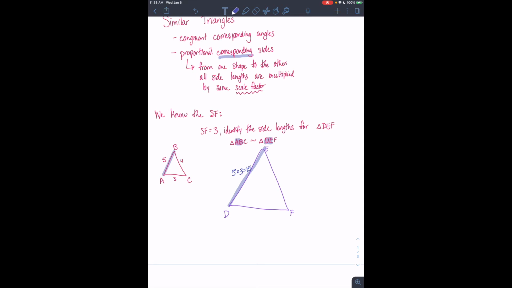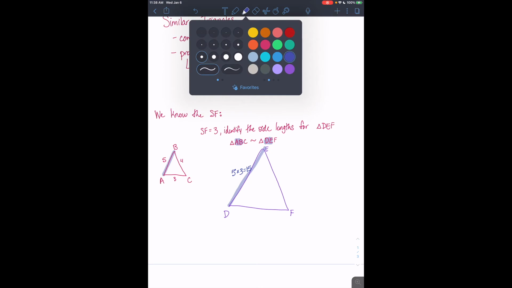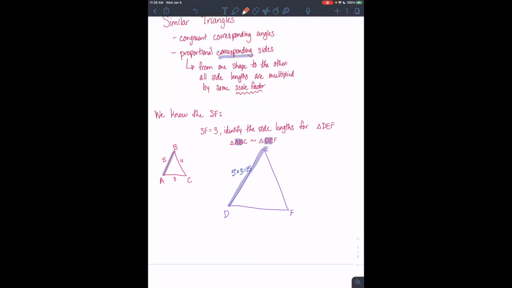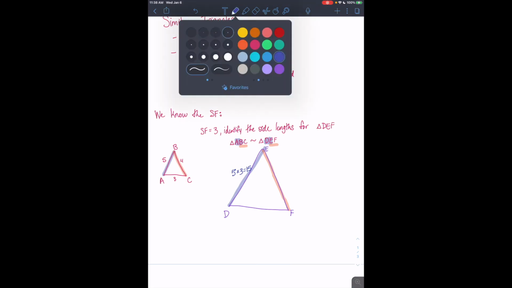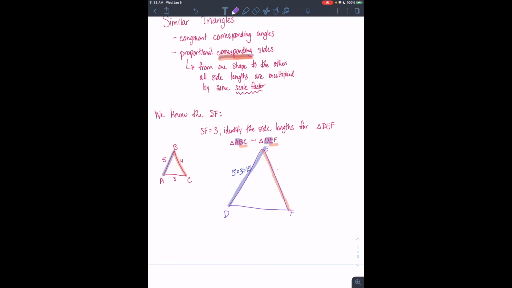We figured that out. Now I'm going to do that same idea with my next 2 letters of my similarity statement. So let's pick a very obviously different color. Now in orange, I notice that BC are the next two letters in my similarity statement, and EF are as well, which tells me that side length BC corresponds with side length EF. Those are the corresponding side lengths. So this time, to find the length of EF, I'm going to take the smaller corresponding side length, which is BC, 4, and I'm going to still multiply by that scale factor of 3, to get a side length of 12.